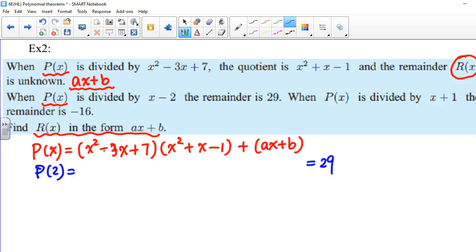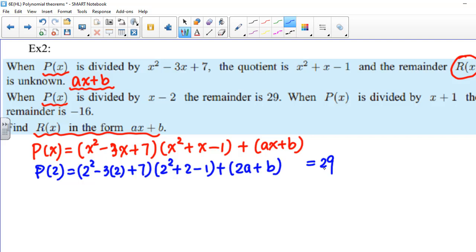We have already assumed the polynomial function model. What is p of 2? We can just sub this 2 for x in this assumed polynomial model. So p of 2 should be 2 squared minus 3 times 2 plus 7 times (2 squared plus 2 minus 1) plus a times 2, 2a plus b. So this one equals 29. We can simplify this equation into 2a plus b equals 4.